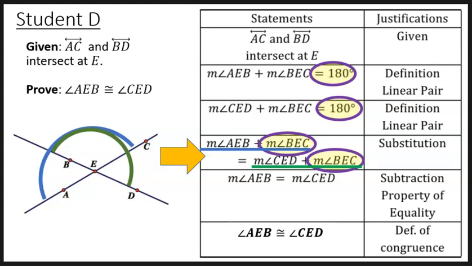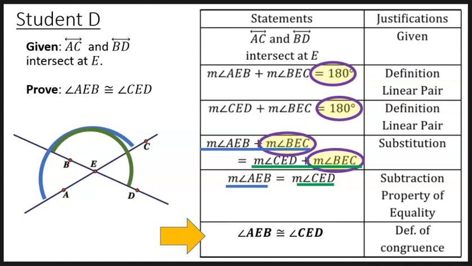Student D used this to subtract the measure of angle BEC from both sides of the equation. The subtraction property of equality tells us if you subtract the same value on both sides, the equations remain equal. This left us with a statement proving that the two angles we are interested in have equal measures. We are, however, being asked to prove that two angles are congruent, not that they have equal measures. So in the last step, this student uses the definition of congruence to write their final statement, claiming that since the measures of the angles are equal, the two angles must be congruent. Student D's two-column proof is valid.